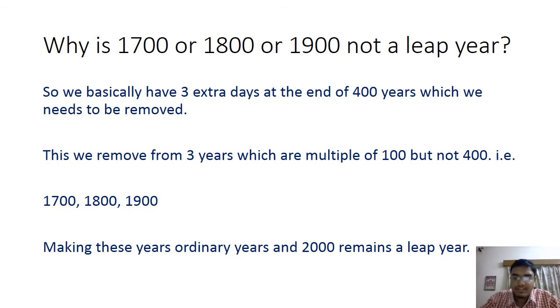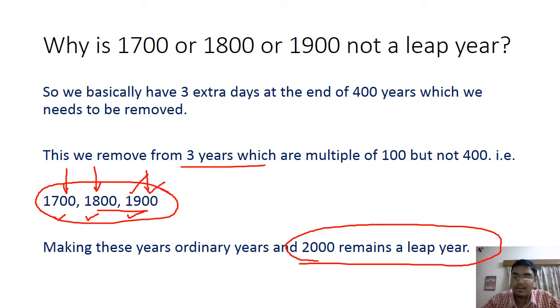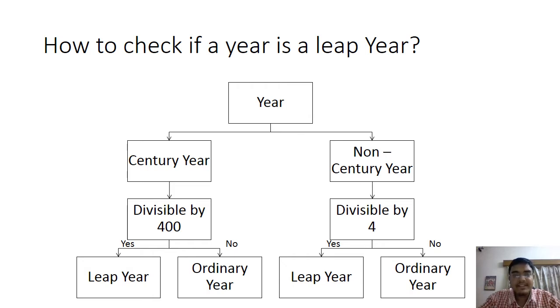Right? So when we subtract these 3 years from 100, like 1700, 1800 and 1900, what we'll get is the concept of leap year, that every 4 years there is a leap year, but for century years we take it every 400 years, right? So 2000 remains a leap year because we have subtracted 1 from each of 1700, 1800 and 1900, and it has not been subtracted from 2000. So this is a basic algorithm on how to check if a year is a leap year.